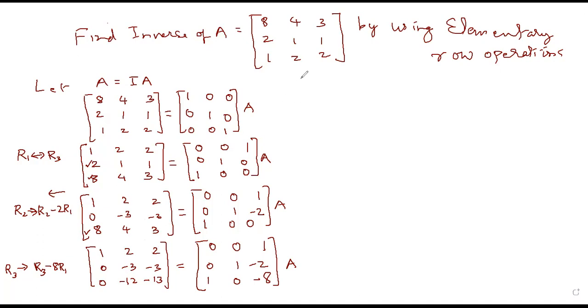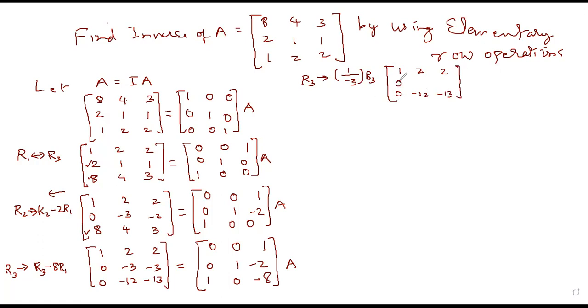So what we will do here, R3 multiplied by minus 1 by 3, or 1 by minus 3, same thing you can write. 1 by minus 3 with R3. So when you multiply R3 by minus 1 by 3, it will become 1. So the third row is changing. The first row, no change. The second row is not changing. Only the third row is divided by minus 3.